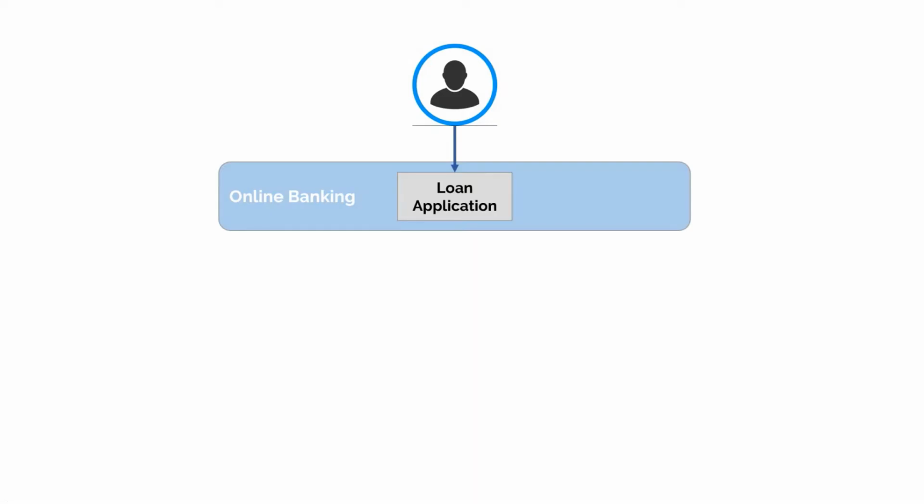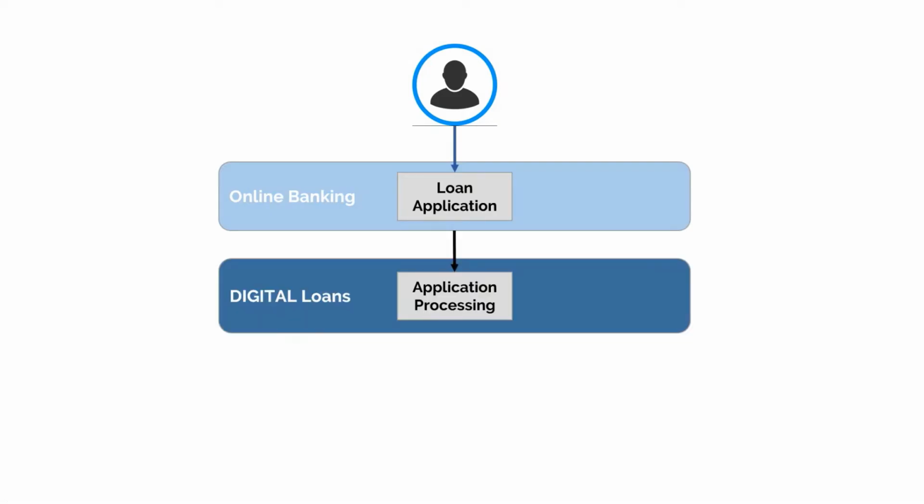Let's have a quick snapshot of our digital loan solution. What we will do is we will take an online customer who will access our loan application via online banking. From there, digital loans will start processing the application by collecting data from different external and internal systems. We'll pass that on to the credit manager.